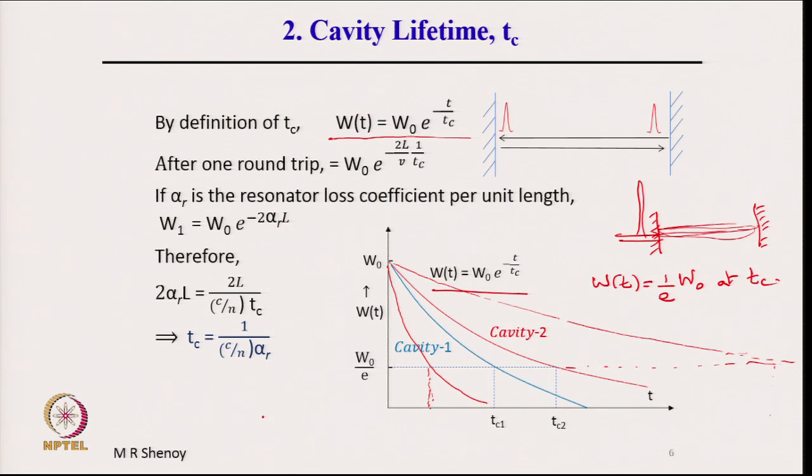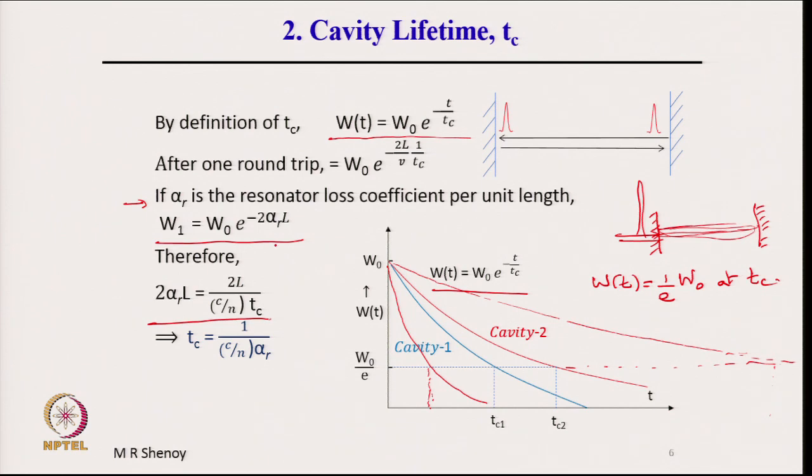And therefore, if we substitute this, and if alpha r is the resonator loss coefficient per unit length, which we just discussed in the previous slide, then W 1 is equal to W 0 into e power minus 2 alpha r L. This is also W 1 in terms of time, so if we equate the two, the exponents must be the same. So, twice alpha r L is equal to this.